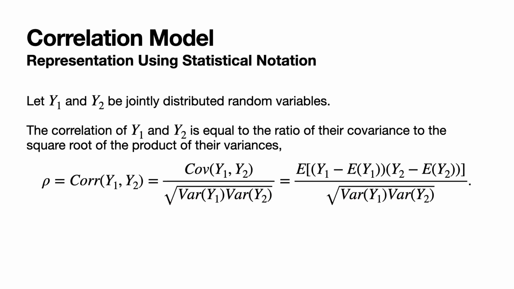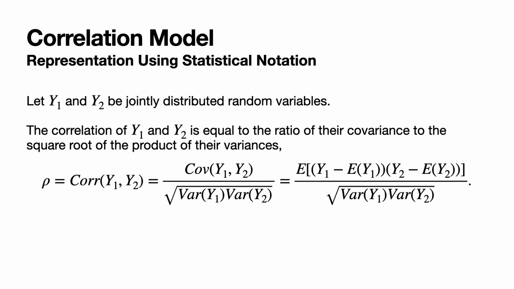Here is a representation of this model using statistical notation. So we let y1 and y2 be jointly distributed random variables. The correlation of y1 and y2 is equal to the ratio of their covariance to the square root of the product of their variances. So rho, which is the correlation of y1 and y2, is equal to the covariance of y1 and y2 divided by the square root of the product of the variance of y1 with the variance of y2.